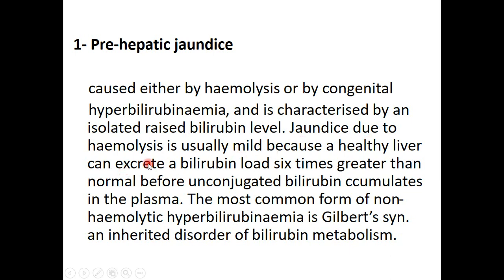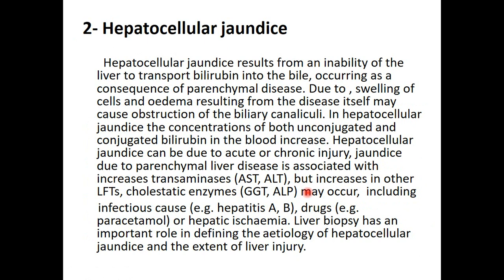Jaundice due to hemolysis is usually mild, and mainly indirect, because a healthy liver can excrete a bilirubin load 6 times greater than normal before unconjugated bilirubin accumulates in the plasma. The most common form of non-hemolytic hyperbilirubinemia is Gilbert syndrome. These always present with usually mild jaundice with normal other liver function tests. It is an inherited disorder of bilirubin metabolism.